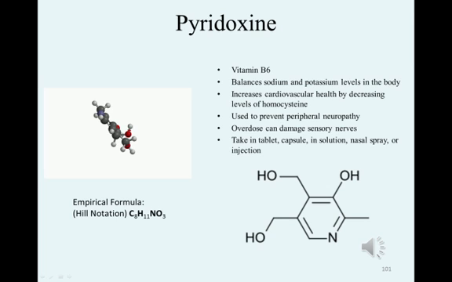Pyridoxine. Pyridoxine is one of the forms of vitamin B6. It balances sodium and potassium levels in the body. It is used to prevent peripheral neuropathy, and overdose can cause serious damage to sensory nerves.